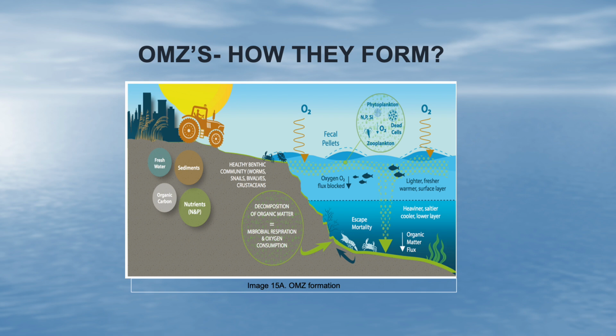In the image, we can see how it says oxygen O2 flux is blocked, which is in the middle, and there are three different zones with the phytoplankton boom happening on top.